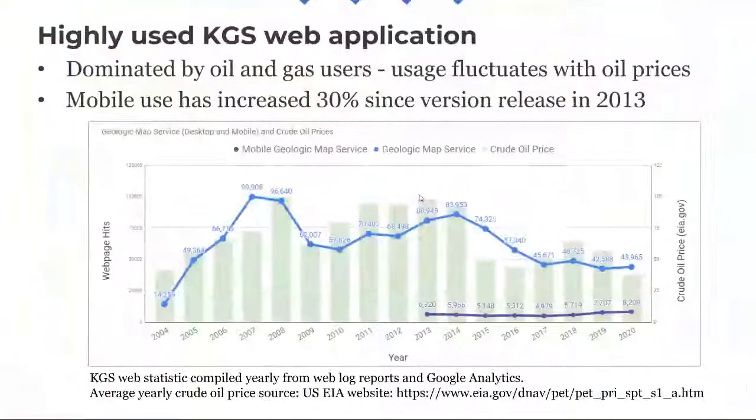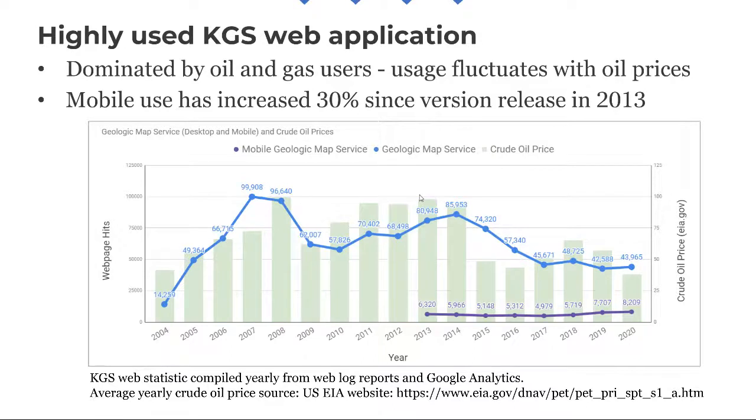So if we look at our website use of the map service since 2004, we've averaged about 62,000 hits of the application per year. But we know that our largest user bases are oil and gas users. And so here I plotted the trend of oil and gas prices with map service hits. And you can see the trend of the map service kind of follows oil and gas prices. And that makes sense because the oil and gas users use this map service quite a lot for viewing the locations and exploring oil and gas wells and related data.